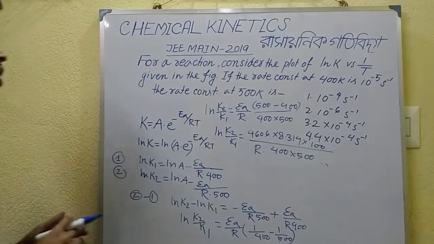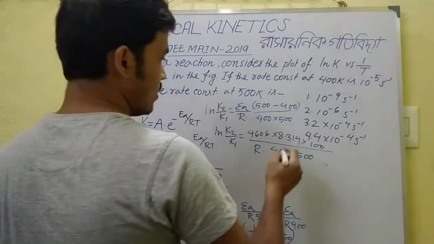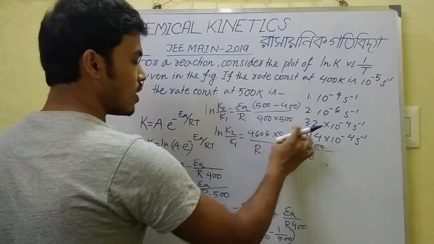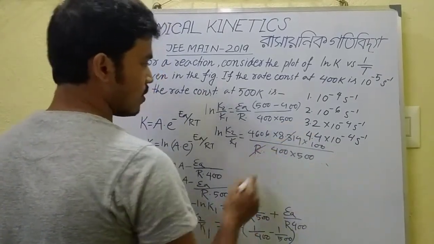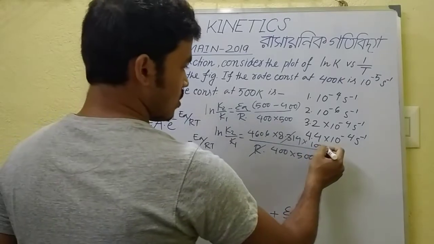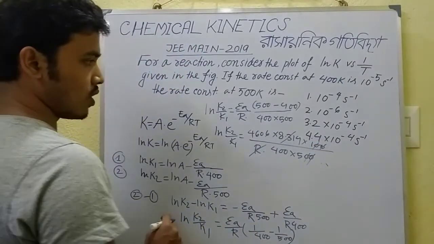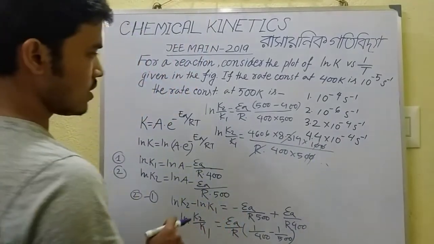Okay, now what can we do? See, this is 8.314 and this is R. So actually this is the value of R, so you can cancel out these two terms. Okay, now this is 100, so we just cancel 20. Okay, now what is given here?